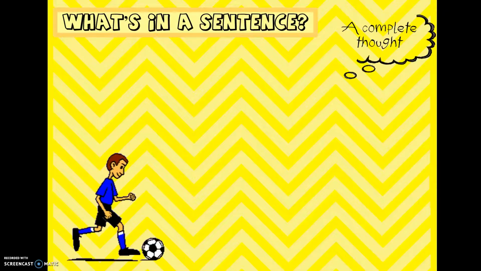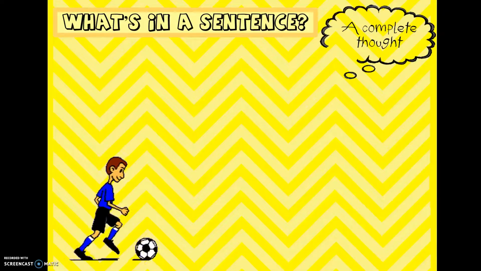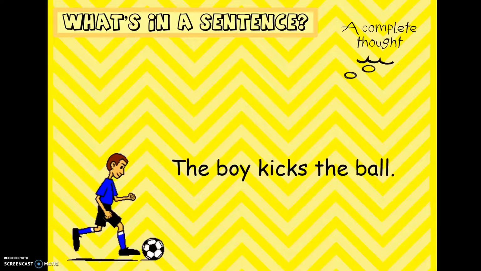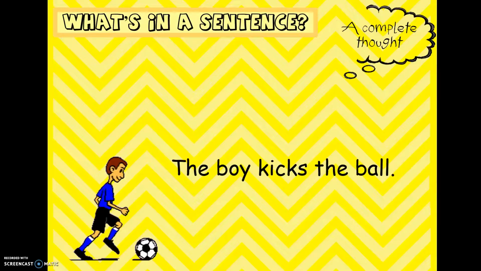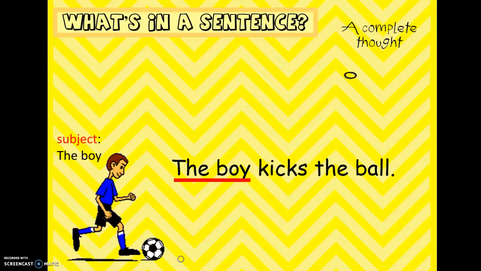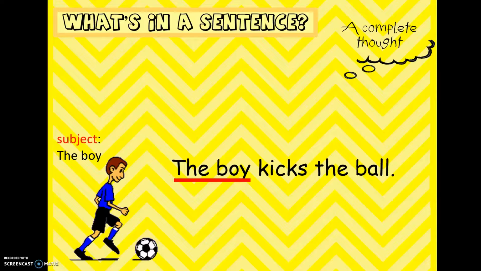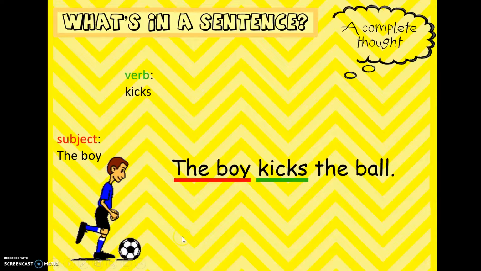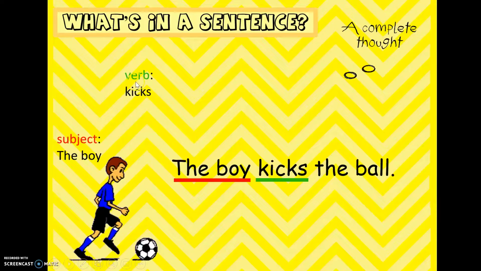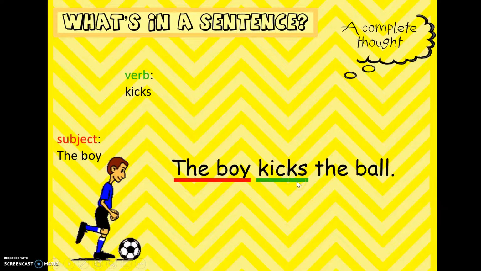Let's have a look at this picture. It's of a boy who's running and kicking the ball. We could write a sentence: the boy kicks the ball. We know that it's a complete thought if it has a subject and a verb. In this case, the subject is the boy and the verb is the word kicks.